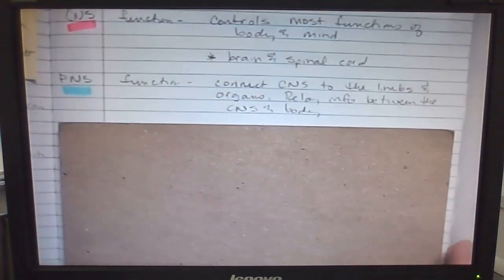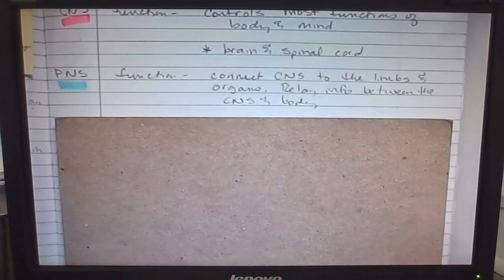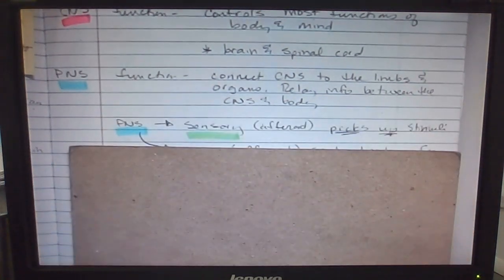Peripheral nervous system. The peripheral nervous system connects the central nervous system to the limbs and the organs. It relays information between the central nervous system and the body. Peripheral nervous system has further divisions.